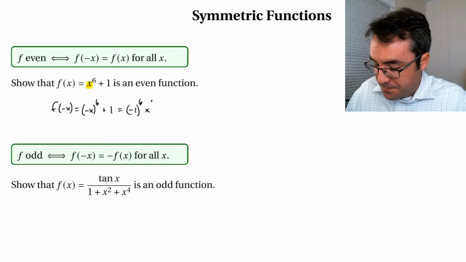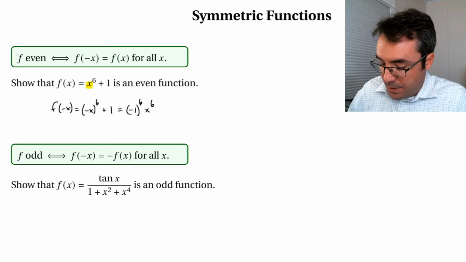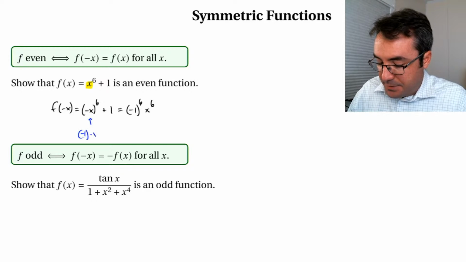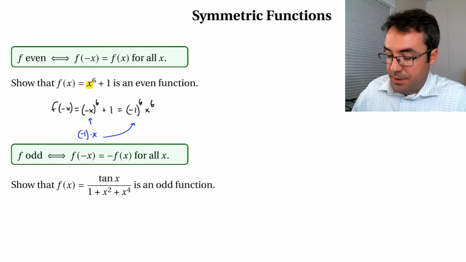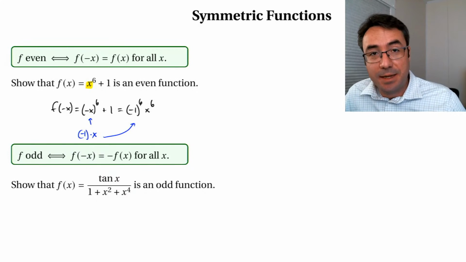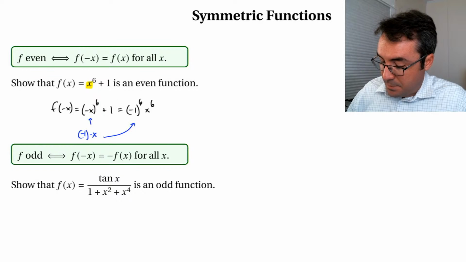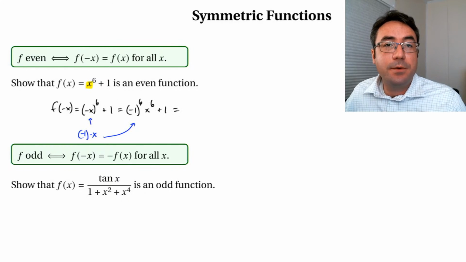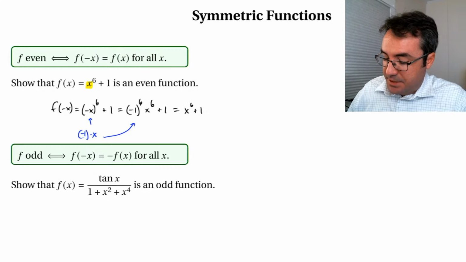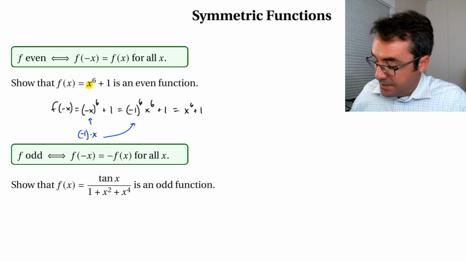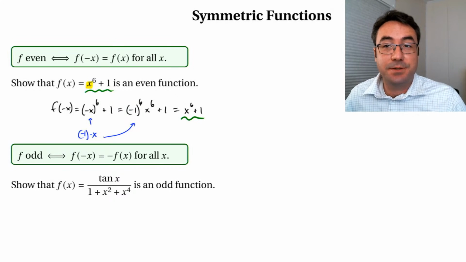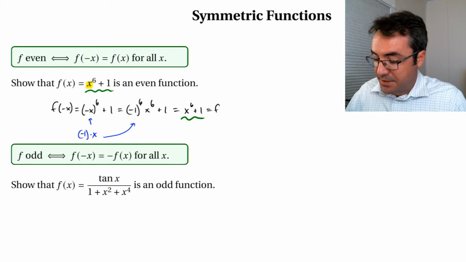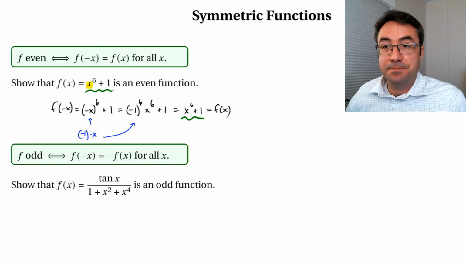We could think of that. Really, we could think of this negative x as negative 1 times x, and then we distribute the exponent. So we get negative 1 to the power 6 times x to the power 6 plus 1, and negative 1 raised to an even power is positive 1. So we just get x to the 6 plus 1, and this is exactly what our original function is. So this is exactly f of x. So that's an even function.